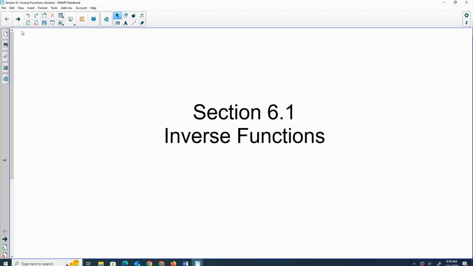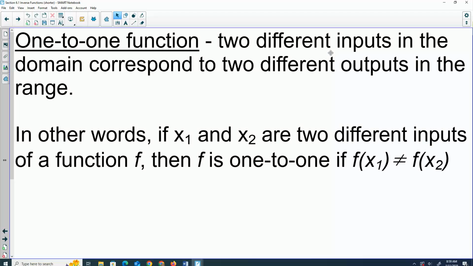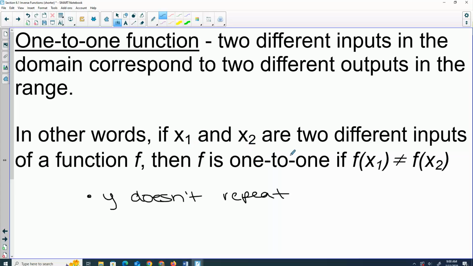In order for us to be able to find that true opposite, we have to have what are called one-to-one functions. So if something is one-to-one, that means two different inputs in the domain correspond to two different outputs in the range. All right, we know if it's a function, that means x doesn't repeat. If it's one-to-one, what that's telling me is y doesn't repeat. If you put in two different x values, you cannot get the same y back.